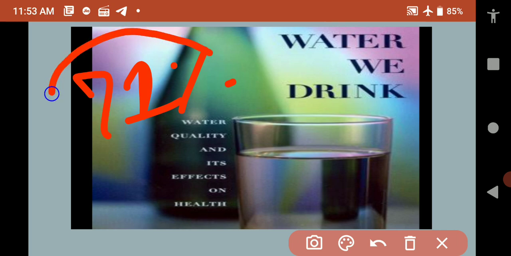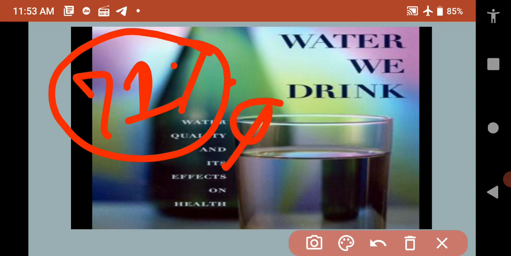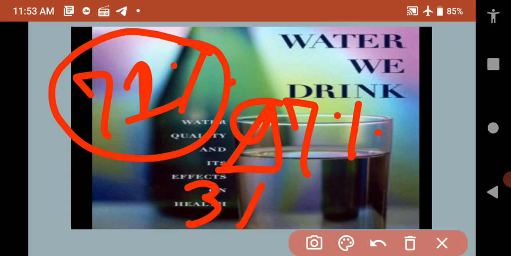Because in this 71% water, 97% water is seawater. Seawater is salty and seawater is not drinkable. We can't drink seawater. Only 3% water is drinkable. 3% water is fresh water.